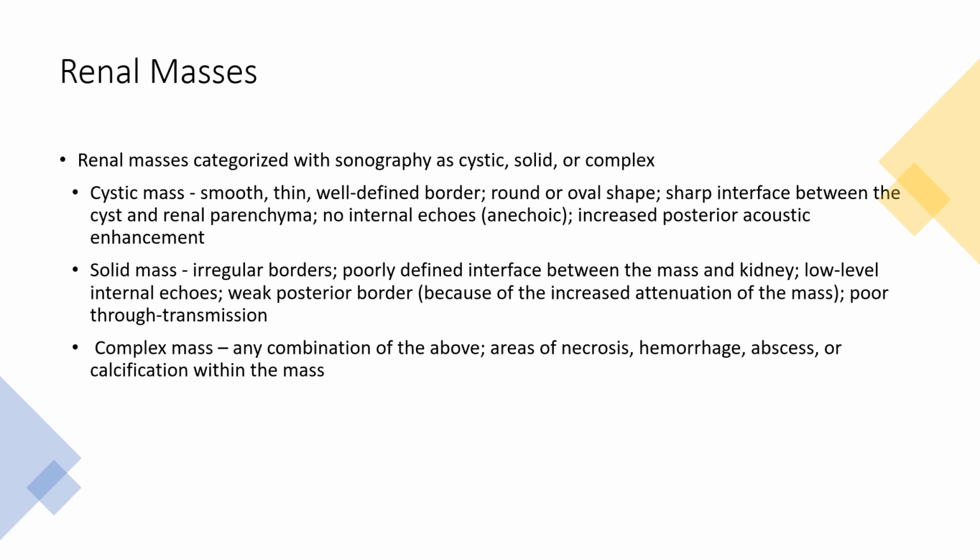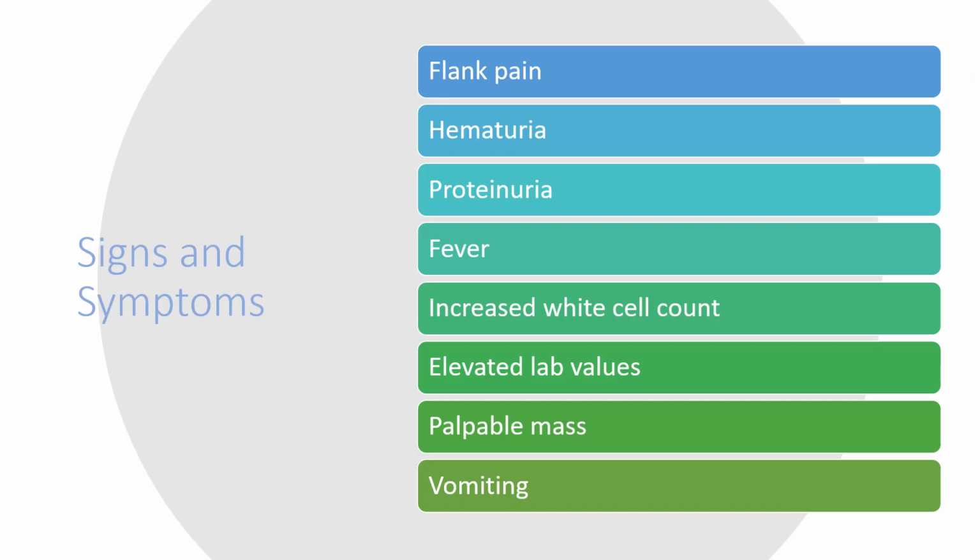Complex masses are any combination of the above. They're going to have areas of cystic appearance and areas of solid appearance, and they can have necrosis, hemorrhage, abscess, or you may even see calcifications within the mass.